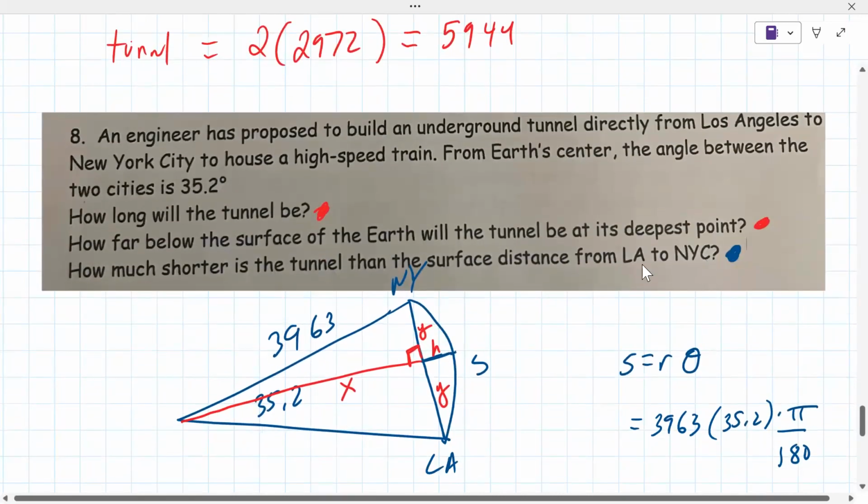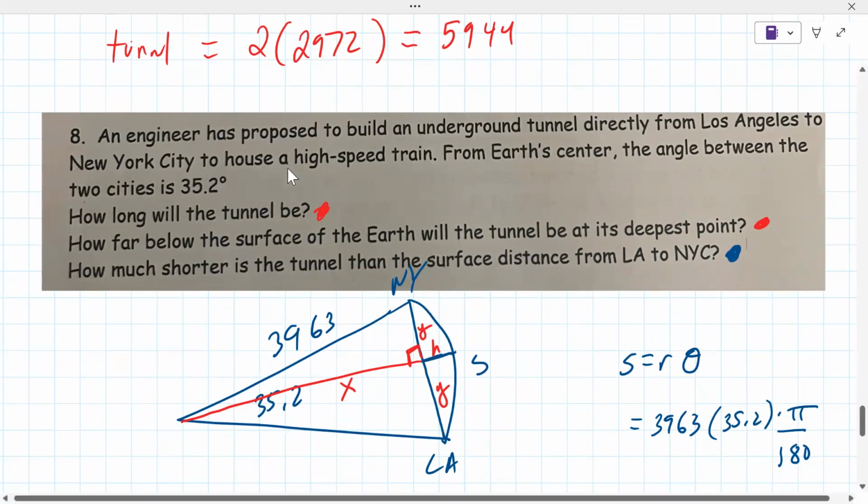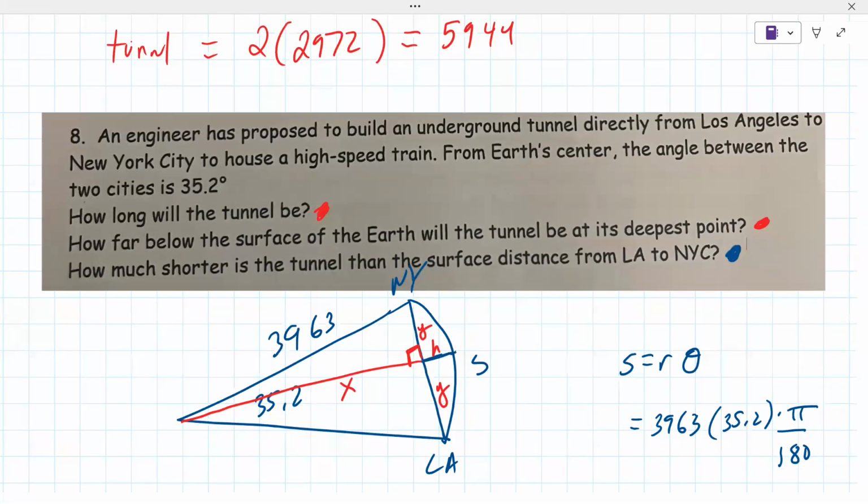The blue is the last part. How long will the tunnel be is 2Y. And this H is how far below the surface it'll be. Pretty deep. I don't know if these numbers are true, but okay. As much fun as this is, which I don't know if you agree, we do have to stop there for today.